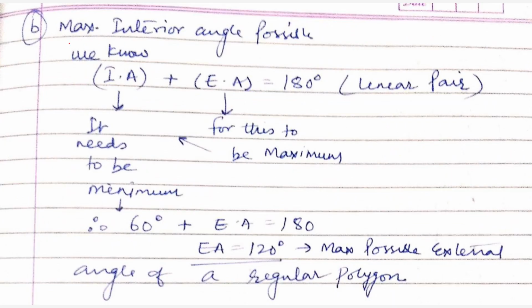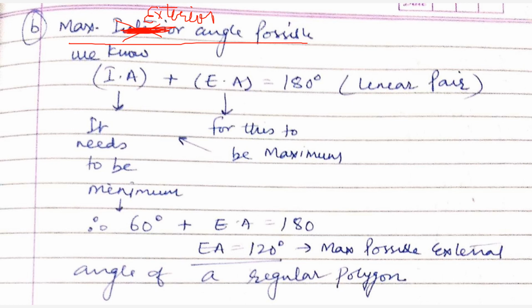Okay, for maximum, sorry, this is maximum exterior. This is exterior. Kindly correct it. Maximum exterior angle possible. Okay, this is not interior. I wrote it by mistake.